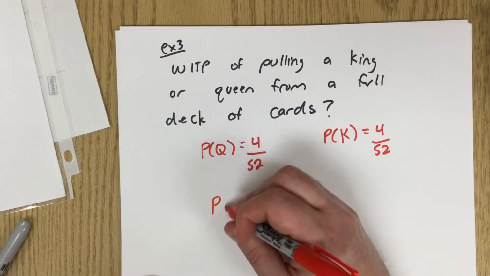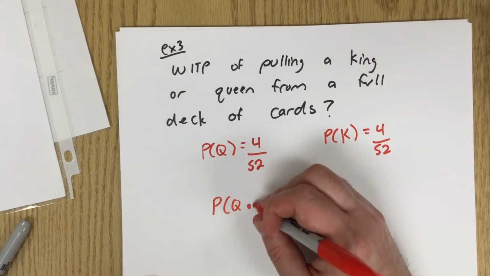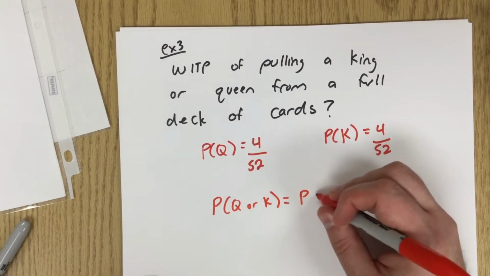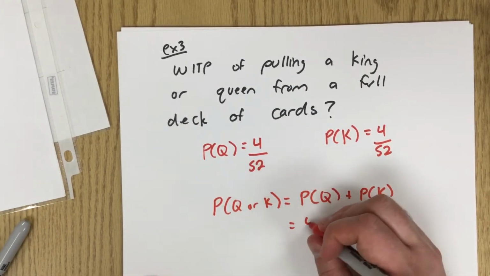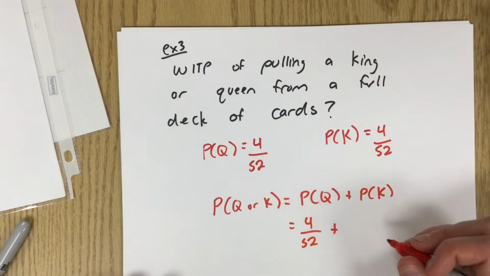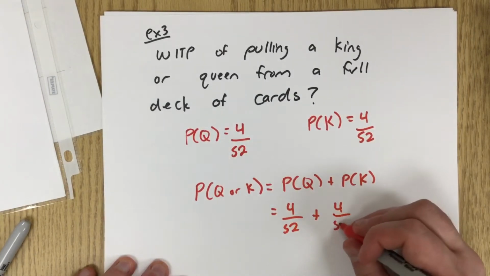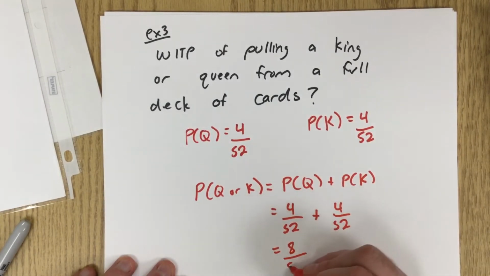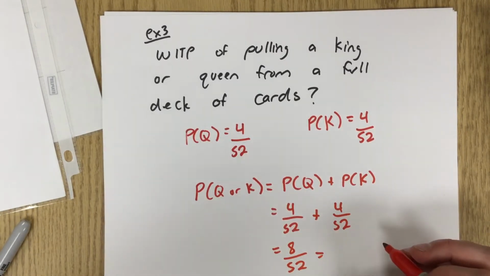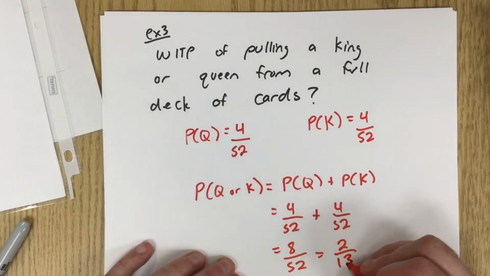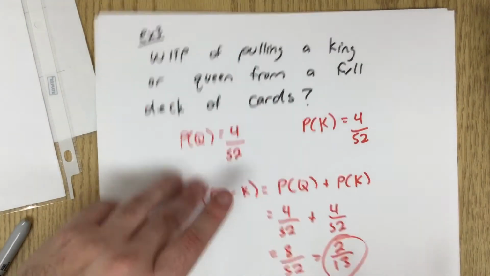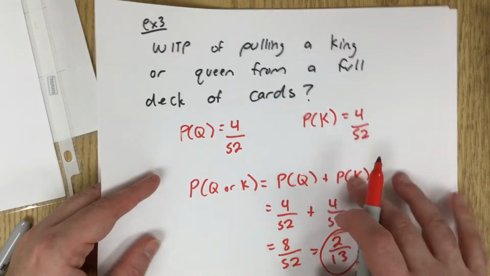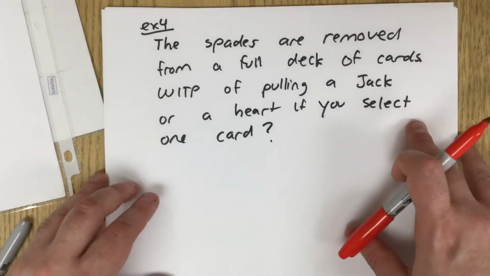Which means that the probability of getting a queen or a king is pretty easy. It's just the probability of the queen plus the probability of the king, which is going to be 4 over 52 plus 4 over 52, which is 8 over 52, which is 2 over 13. Which kind of makes sense. There's 13 ranks, and we want to know the probability of both of them. We probably didn't need to do it in this complicated way, but it's always good to reaffirm answers.